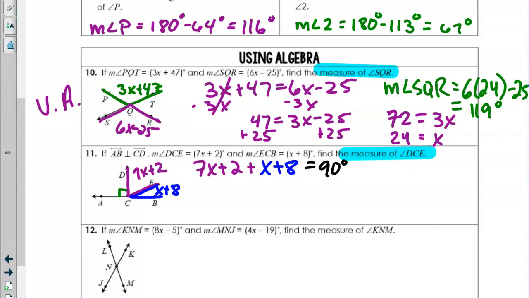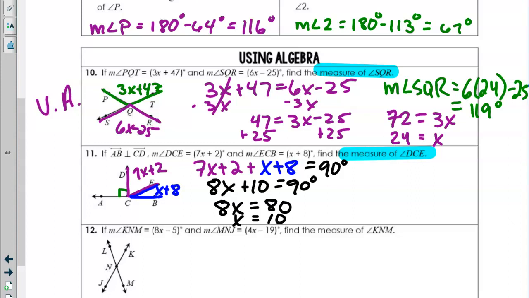What do I do now to solve this? What's that term you said before? Combine like terms. Now that they're on the same side of the equal sign, we're going to combine as is. So 7x plus x equals 8x. 2 plus 8 equals 10. Now what should I do? Subtract 10 from both sides. Wonderful. So 8x is equal to 80. And then divide by 8 on both sides. Very good. What is x equal?